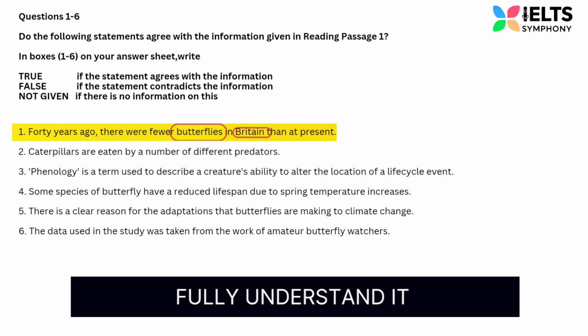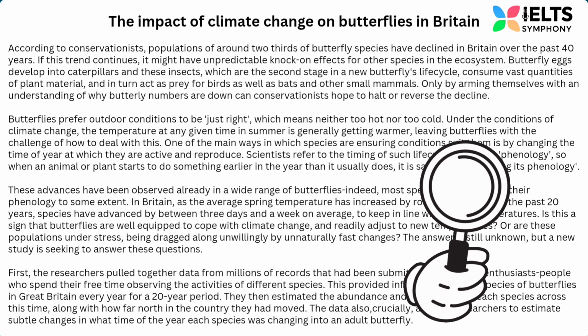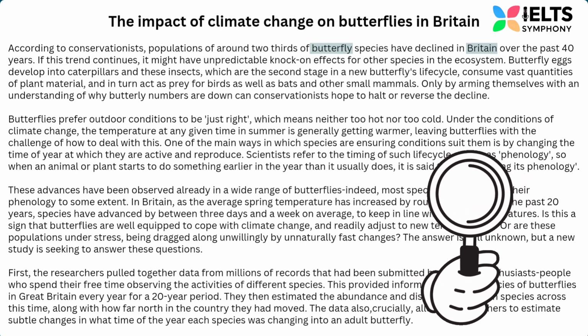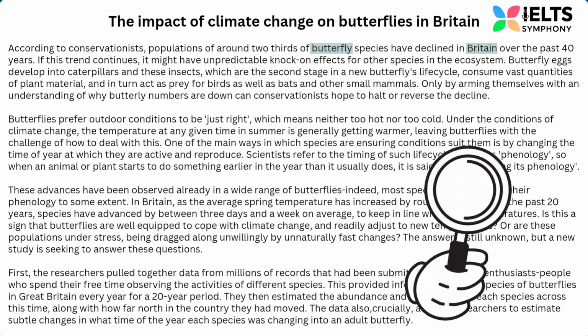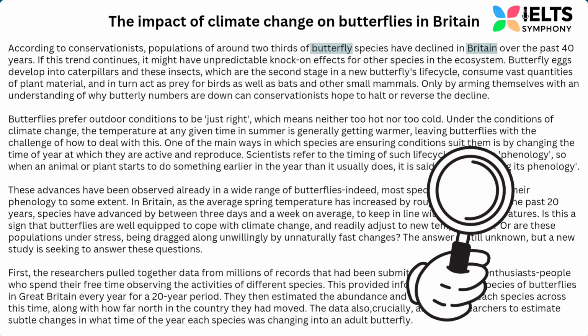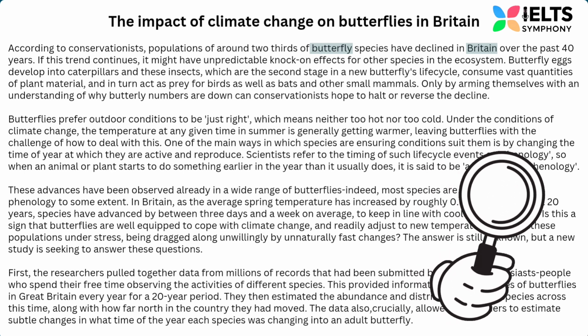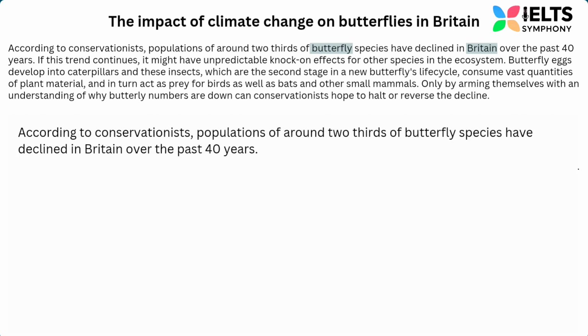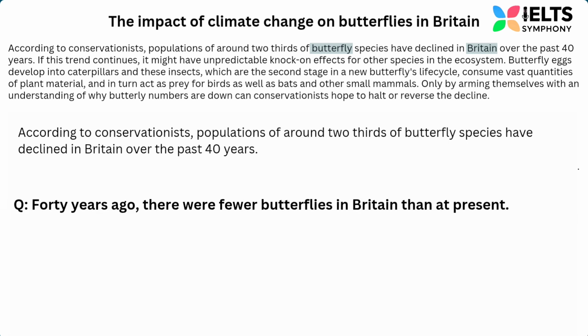Now, let's start at the beginning of the passage and scan for these keywords to locate the answer quickly. We have found both keywords in the first line of the passage, so it seems like an easy find. Now we will read the sentence carefully and compare the information with our question. The passage states, according to conservationists, populations of around 2/3 of butterfly species have declined in Britain over the past 40 years. Now, let's analyze this statement against our question.